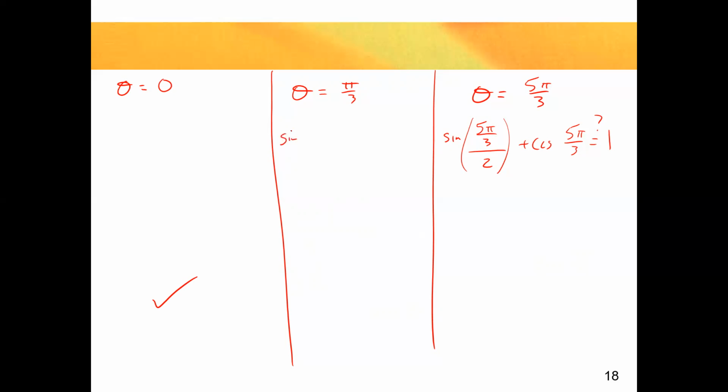So 0 worked. Sine of pi over 3 over 2 plus cosine, or minus, which is it? It's plus. Cosine of pi over 3. Question is, does that equal 1? I don't know, but we'll find out. This little guy, pi over 3 divided by 2. What'd you guys get for that? Pi over 6. Sine of pi over 6 plus cosine of pi over 3. Still a question mark here. Sine of pi over 6, what'd you guys get?